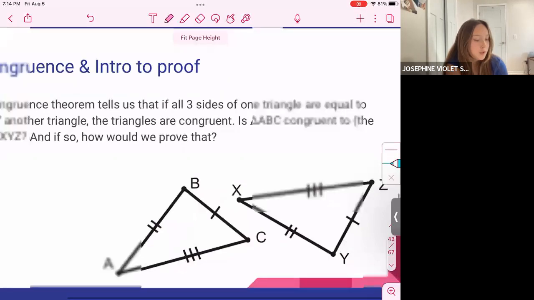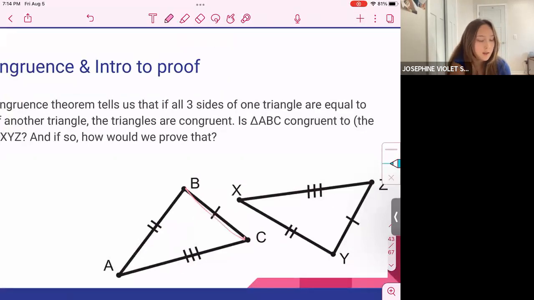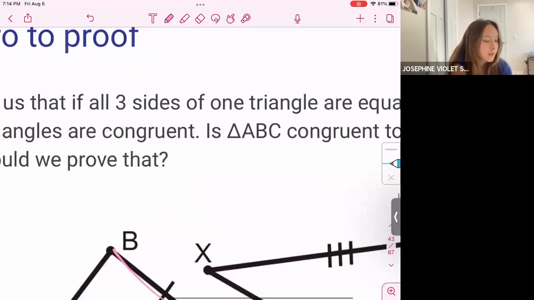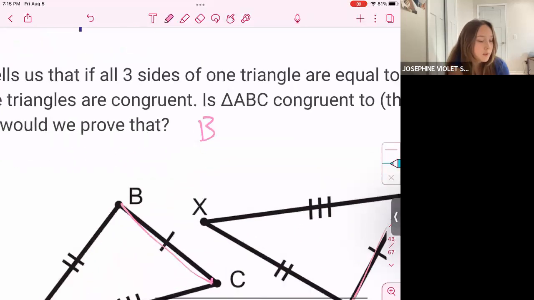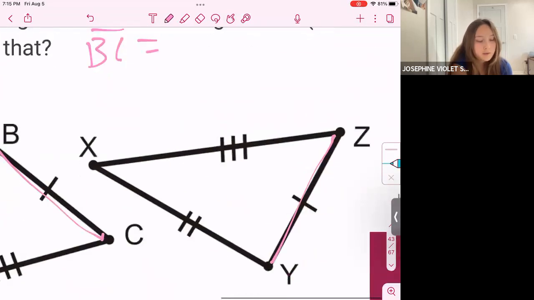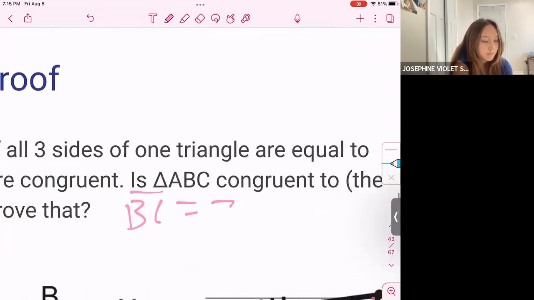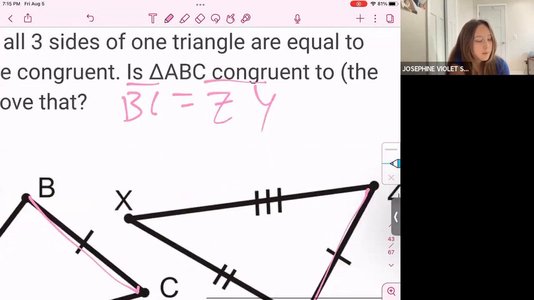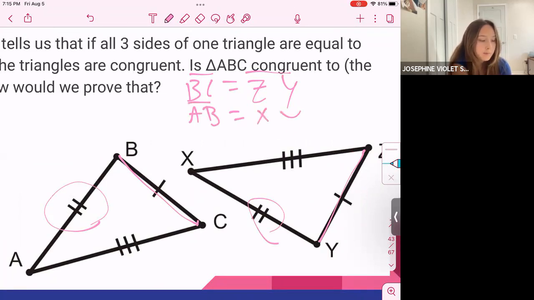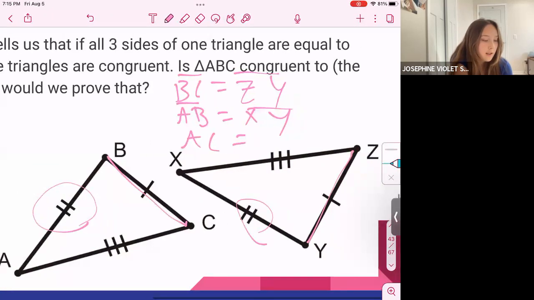So here, they give us that line segment BC is equal to line segment YZ. So we can write that down because whenever you prove something, it's important to write down everything you know, just so you have a bank of information, because they'll give you everything you need to do in a problem. We know that these line segments are equal, and we know that these line segments marked by the double hash marks, line segment AB, we know it's equal to line segment XY. We also know line segment AC is equal to line segment XZ.